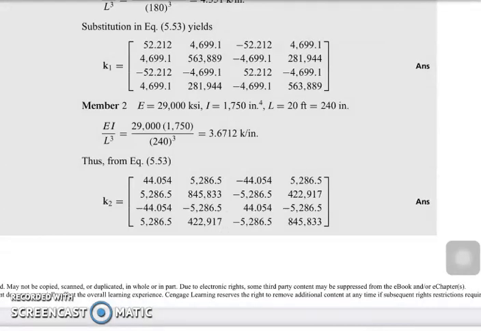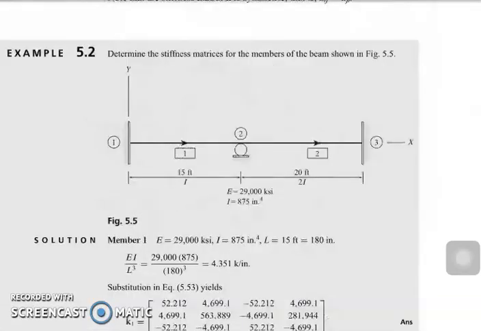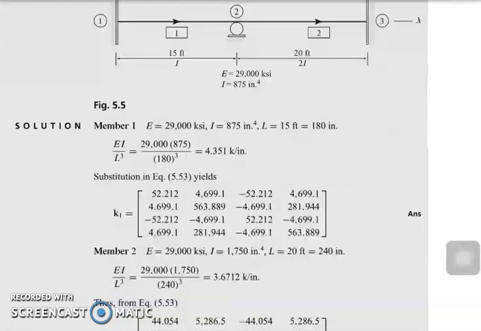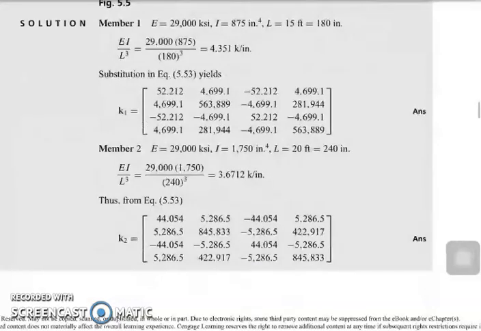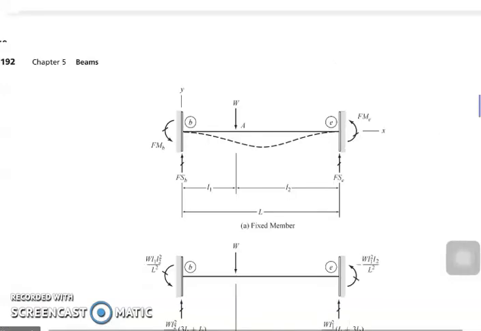Now for this example, we are going to identify our member stiffness matrices for the members of the beam. Which means you have to identify your k sub 1 and k sub 2. So that we could identify k sub 1 and k sub 2, we have to identify our EI over L cubed for member 1, then substitute that to our equation. Then you also have to identify your EI over L cubed for member 2, then substitute to our equation.